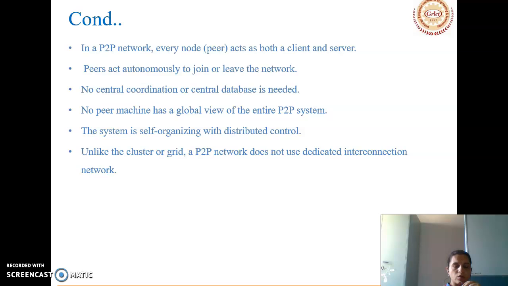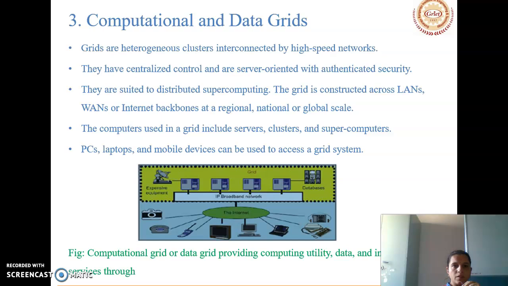Just now we learned this point also. Peers act autonomously to join or leave the network. No central coordination or central database is needed here. No peer machine has a global view of the entire P2P system. The system is self-organizing with distributed control. Unlike a cluster or grid, a P2P network does not use a dedicated interconnection network. Please note this point.